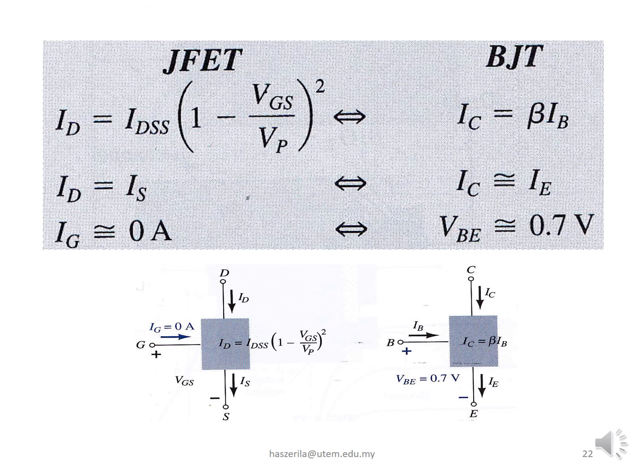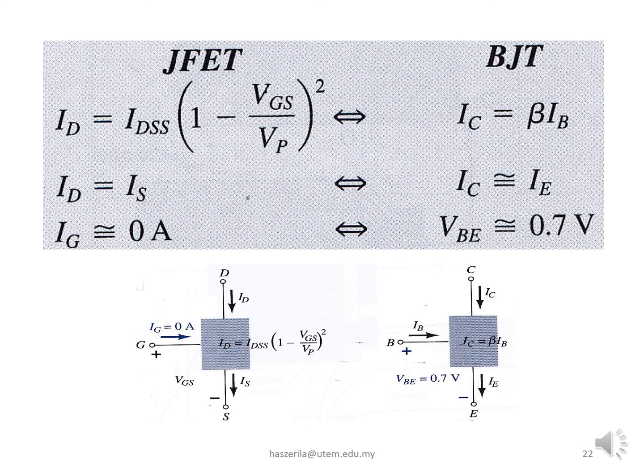Here is the summary of the formulas used for the JFET and BJT. For the JFET, ID can be determined by using the Shockley equation, which is ID equals IDSS multiplied by 1 minus VGS divided by VP, squared. Because the JFET is a voltage-controlled device, no current flows into the gate. That is why IG equals 0. So therefore, ID equals IS.